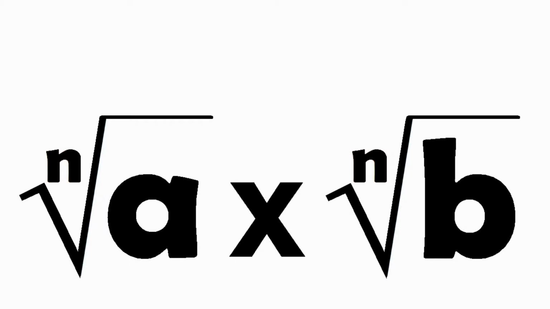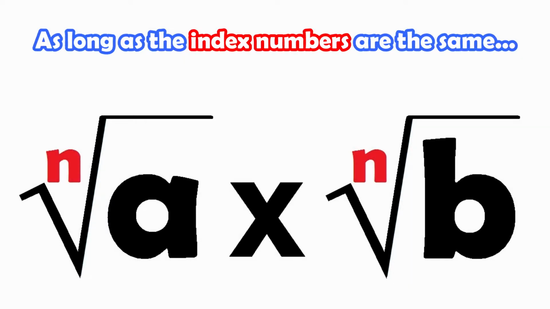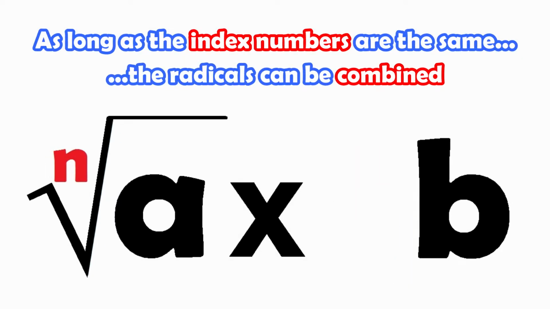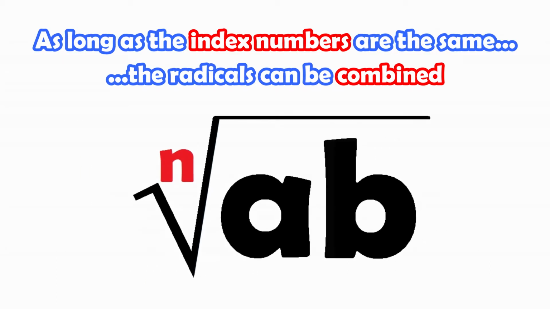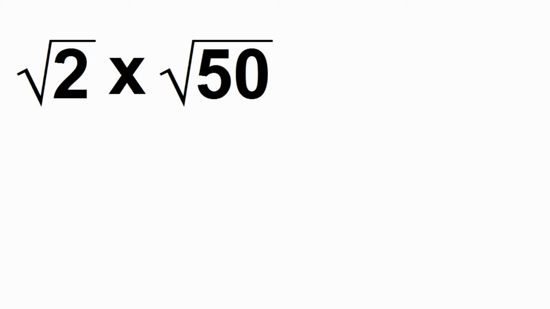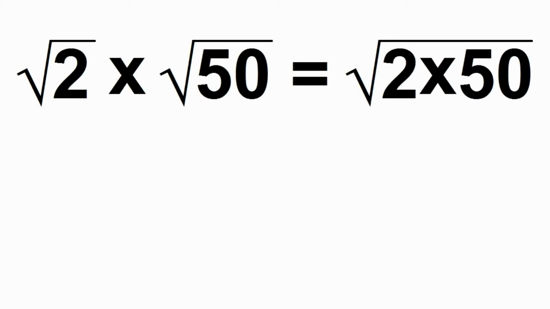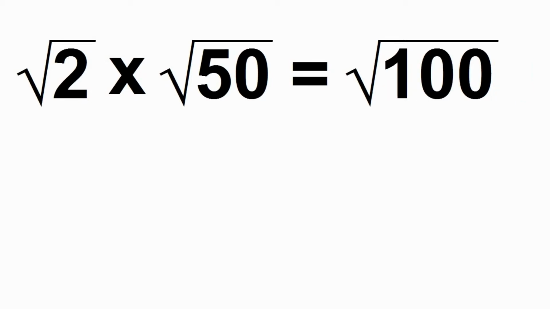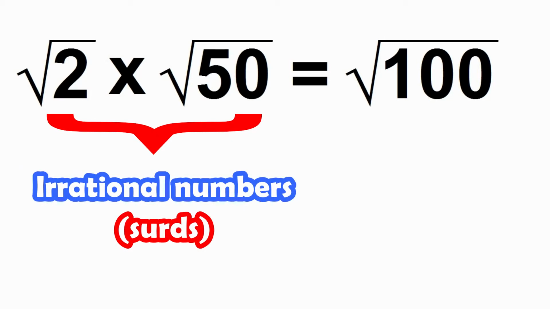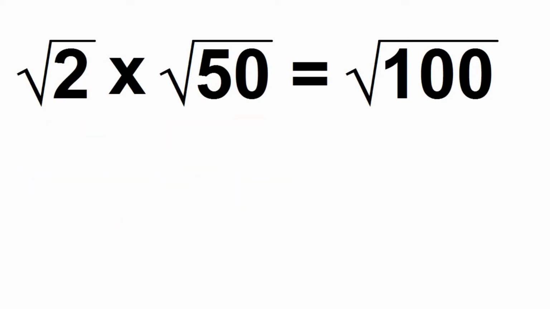The law for multiplying and dividing radicals goes like this. When multiplying two radical expressions with the same index, we can combine them as one radical expression, where the radicand is the product of the two original radicands. So for example, the square root of 2 times the square root of 50 is the same as saying the square root of 2 times 50 equals 100. This is handy because while the square root of 2 and 50 are irrational numbers, by using the product rule, we'll have the square root of 100, which is a nice, neat 10.